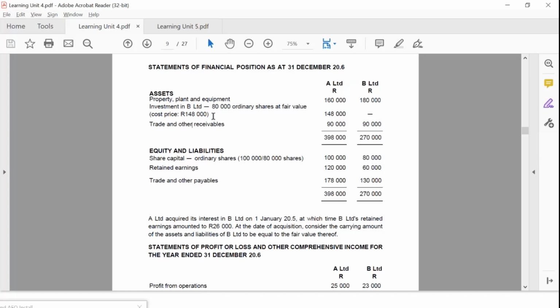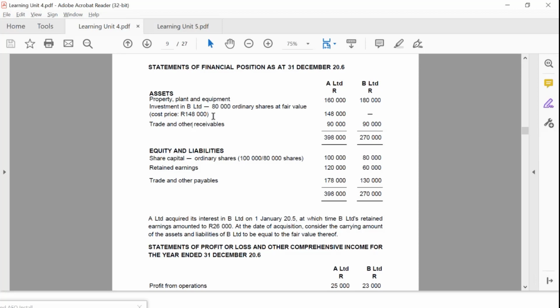So it was debit share capital 80,000, debit retained earnings 26,000. When you add it, you get 106,000, and you credit investment of 148. When you subtract 148 from 106, you get 42,000. So it means the goodwill was 42,000. Oh, okay, I get it. You get it, right? That's where I went wrong. Yes, thank you very much.